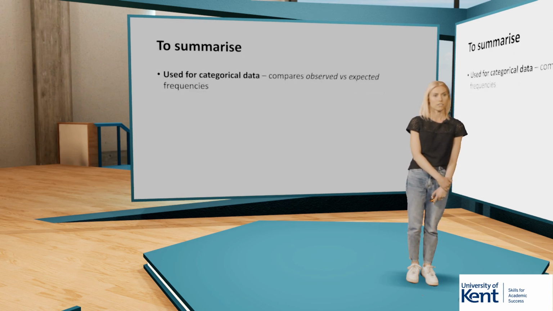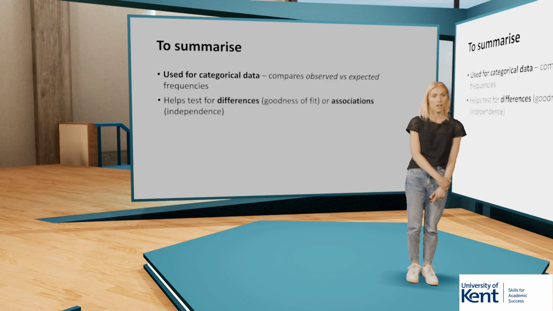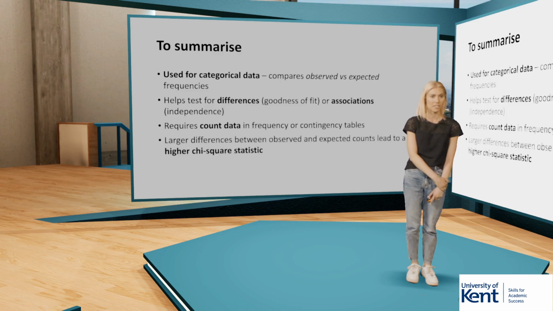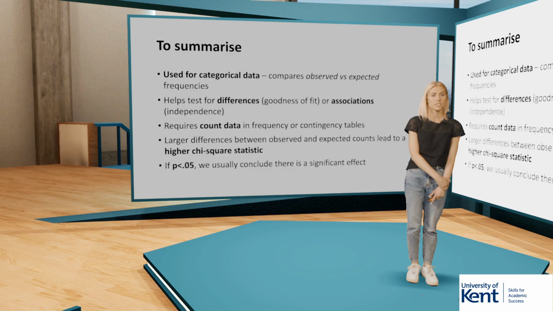To summarise, the chi-square test is a simple way to explore patterns and associations in categorical data. There are two main uses: to test for differences in a single variable using the goodness of fit test, and testing for associations between two variables using the test of independence. The test relies on frequency data, so counts, not measurements. And the larger the difference between observed and expected counts, the bigger the chi-square value. If the p-value is less than 0.05, we usually consider the result significant and reject the null hypothesis.